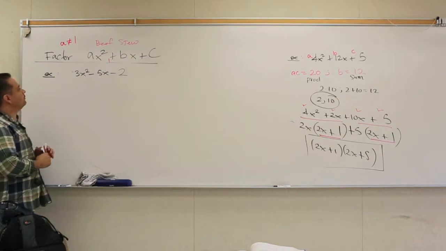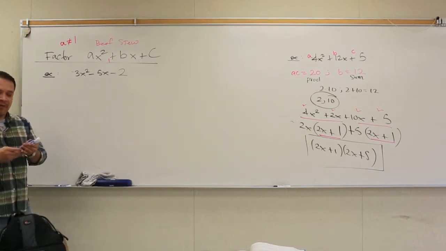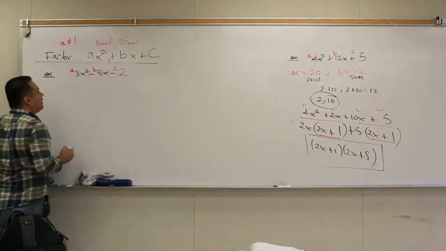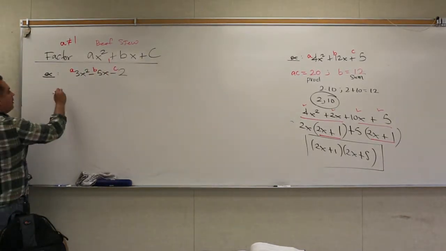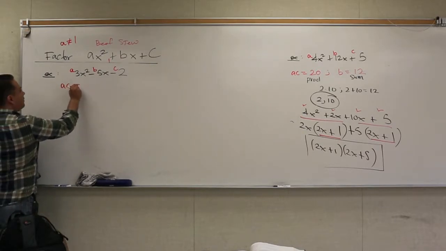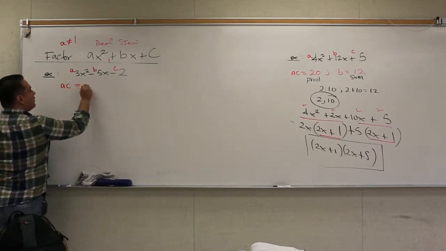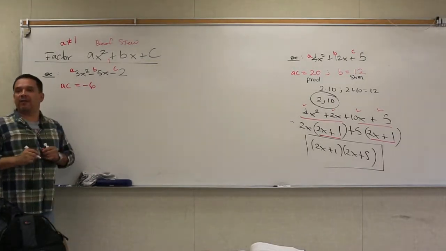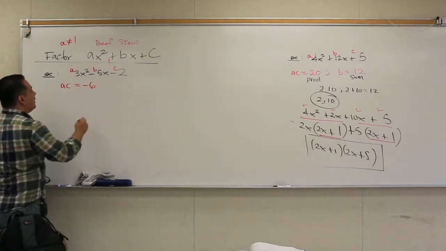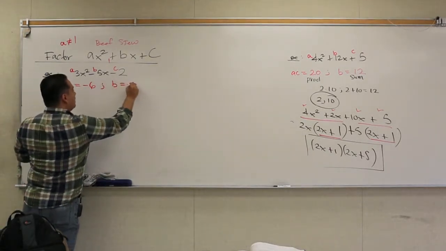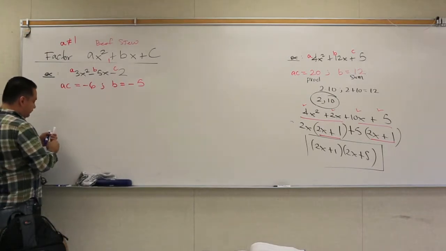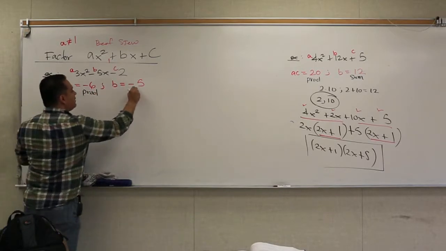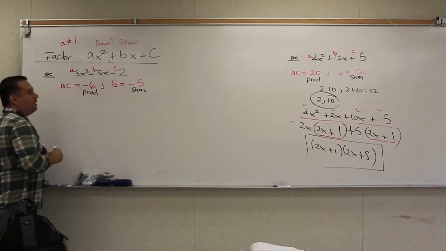Okay. Again, notice this happens to be beef stew. A, B, what? C. You okay with that? What's A times C? 3 times negative 2 is? Be careful, it's negative 6. If you make that mistake, is that going to be a problem? Absolutely. What's the value of B? Negative 5. Good. Product is negative 6. What's the sum? Negative 5.